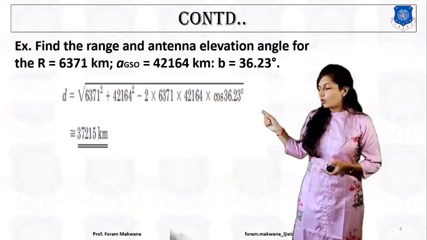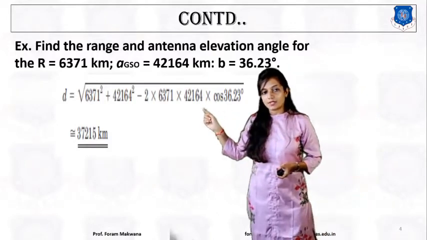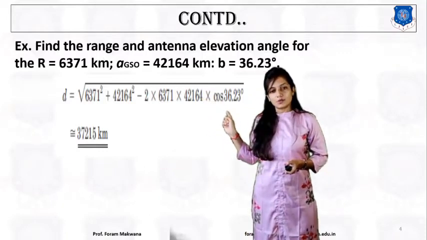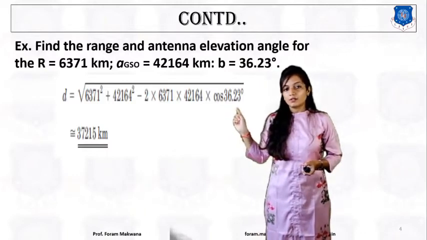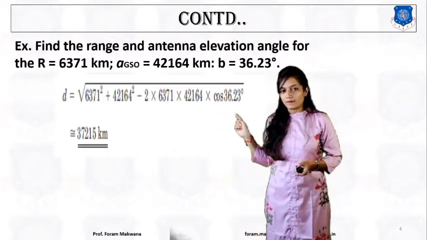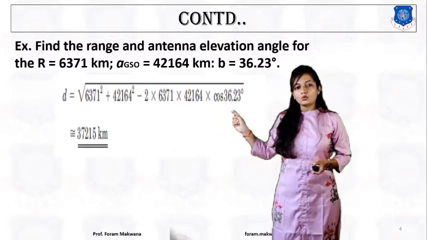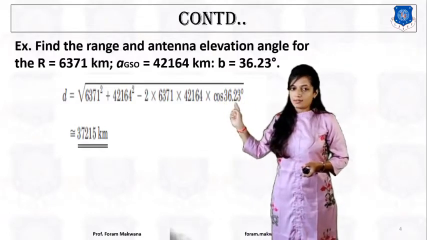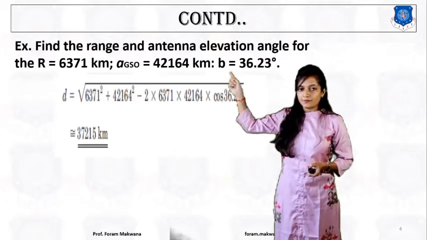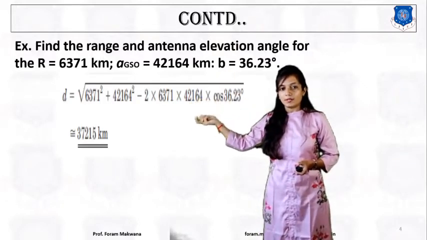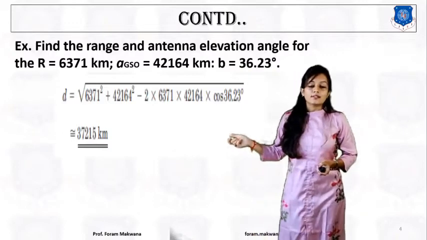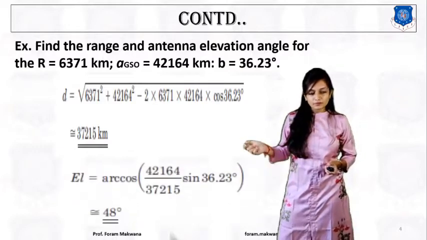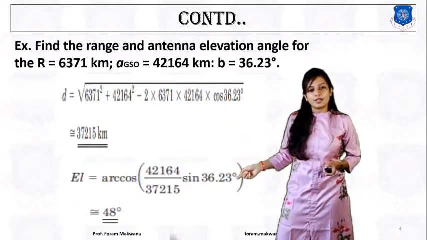That is, small d is equal to the square root of r square, where r is 6371 kilometer, plus AGSO square, where the value of AGSO is 42164, square, minus 2 into r into AGSO into cos b. The value of small b is 36.23, which is already given. By calculating this term, we find the value of small d, that is 37,215 kilometer. From this value, we are able to calculate the elevation angle.